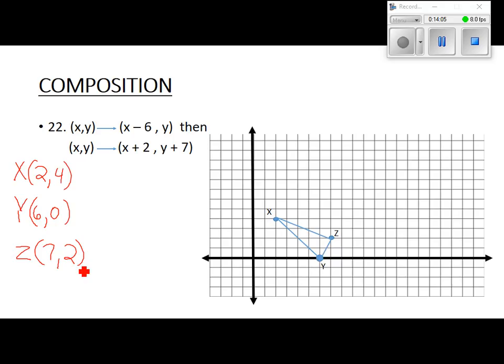What's the first translation tell us to do to each thing over here? Right, which way? Left. Left 6 and then what? Stay the same there, right? So left 6, down or up 0. So all we're going to do on our graph, how am I going to move the x? Left 6. 1, 2, 3, 4, 5, 6. What are we going to label that? X prime.